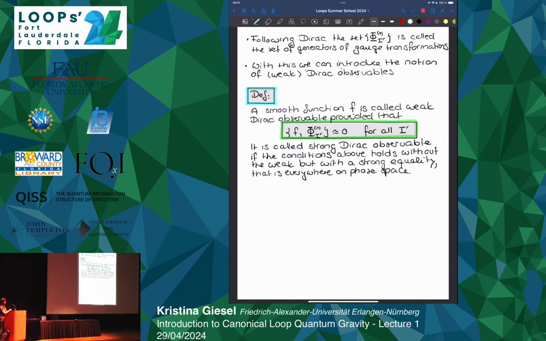If this is an equality which is satisfied on the entire phase space, not only on the constraint hypersurface, then we would call such a quantity a strong Dirac observable. And as we will see on the way, these objects are important if we apply a certain type of quantization when constraints are in our system.